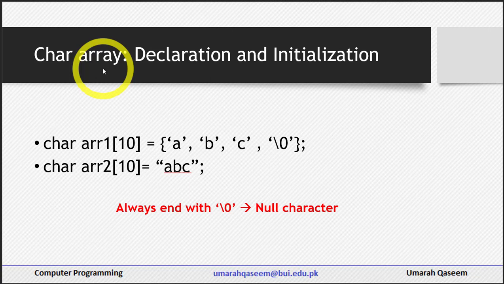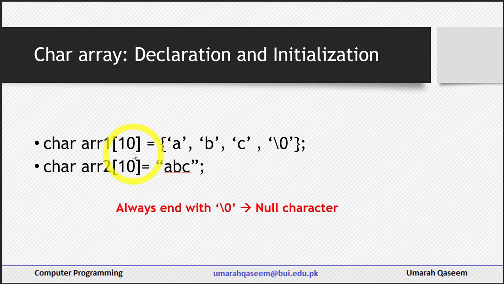Whenever you want to learn any data type, we focus on learning two things: declaration of that data type and initialization. So let's see how you declare a character array. Here you can see it. You have to write the data type char, then the name of that array, which we have written here as ARR1. And the third thing is you have to write the size in square brackets. This is how you declare it.